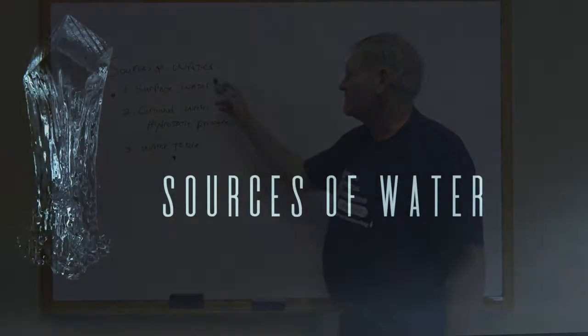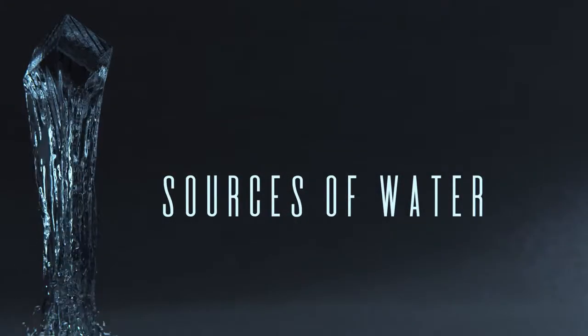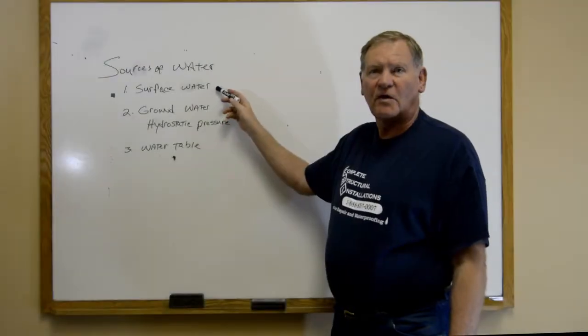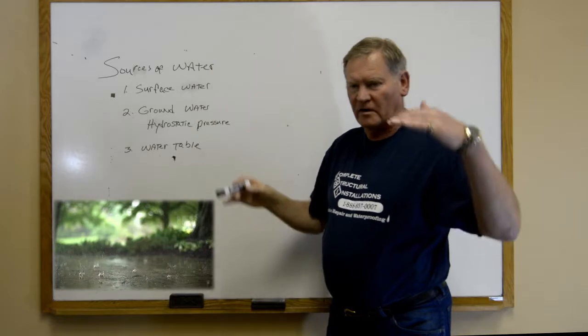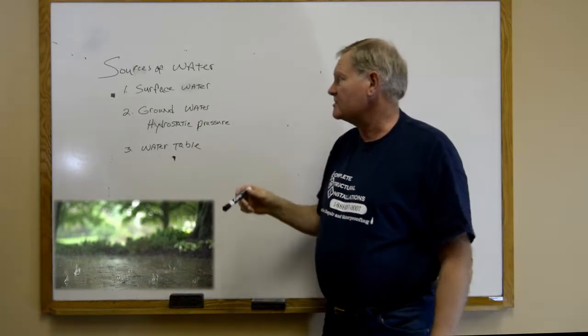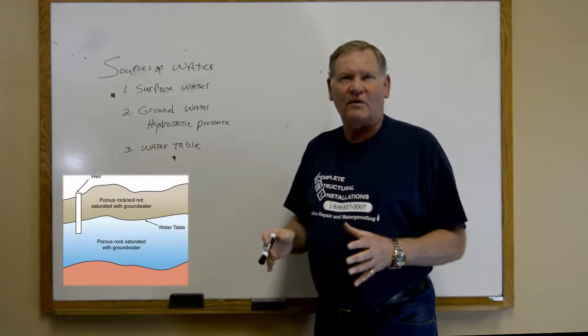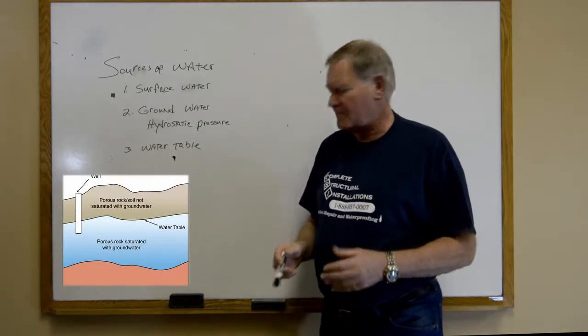Going to discuss how water gets into your basement, what the sources of the water are. The first one is surface water, which is water that obviously runs across the surface. Also groundwater, which a fancy word for it is hydrostatic pressure.